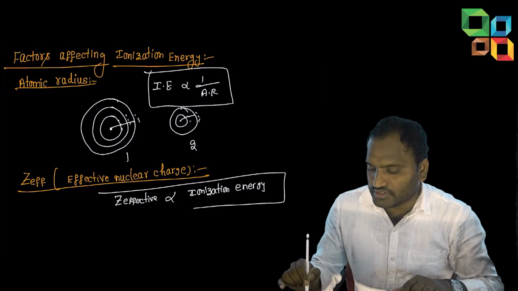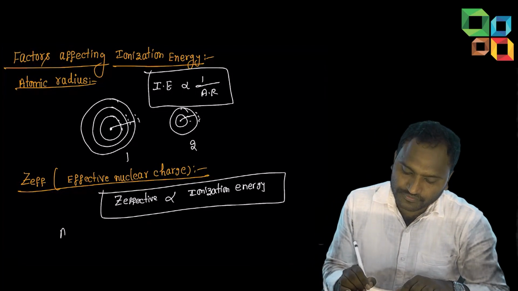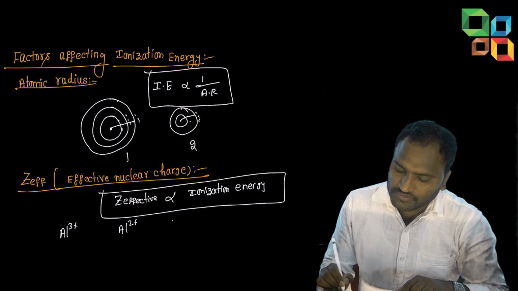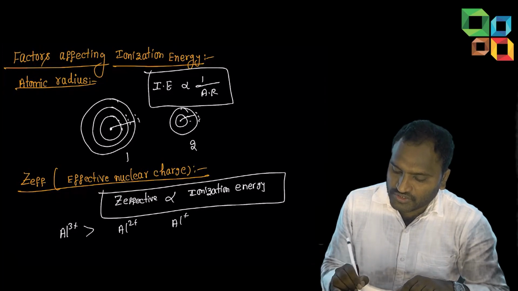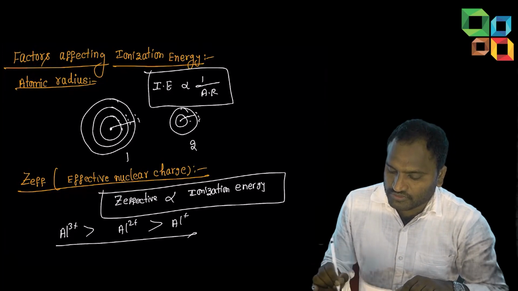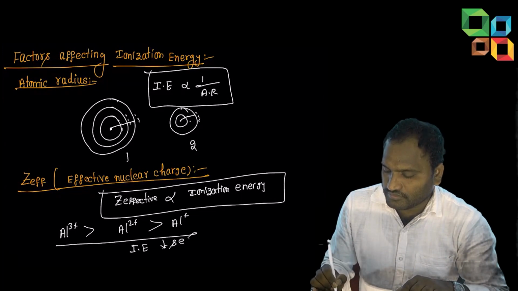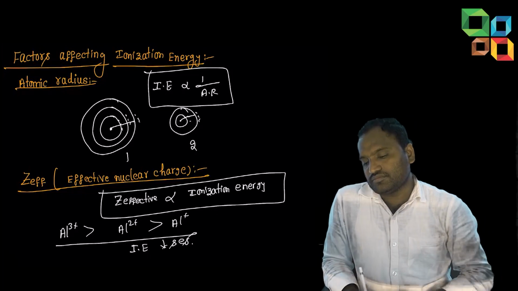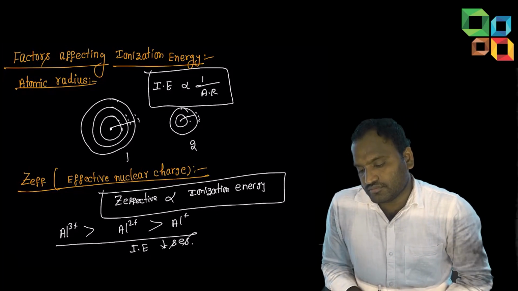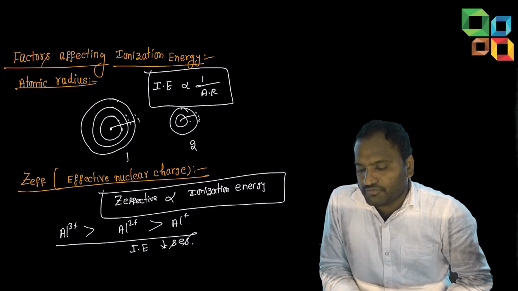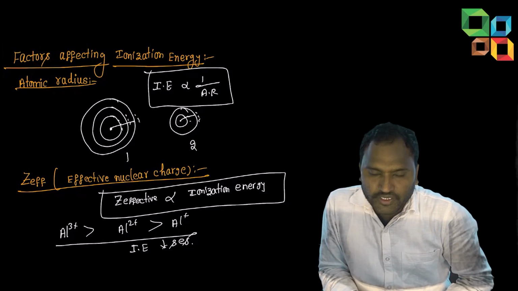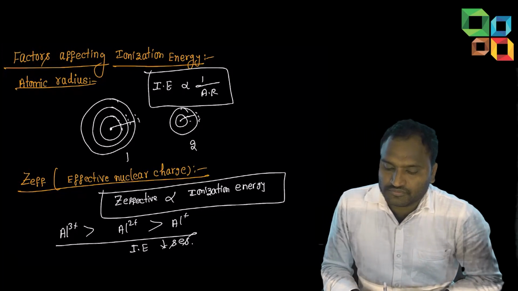As effective nuclear charge increases, suppose Al3+, Al2+, Al+, ionization energy decreases from here to there. Z effective is directly proportional to ionization energy.